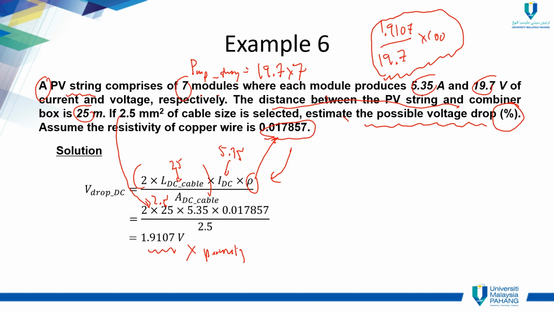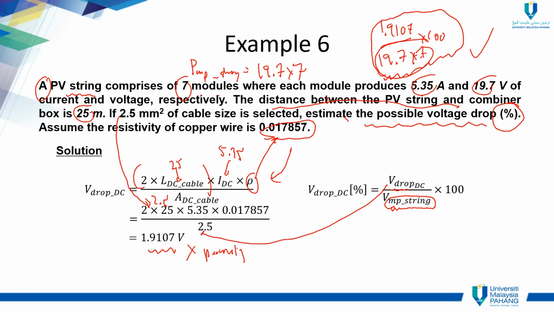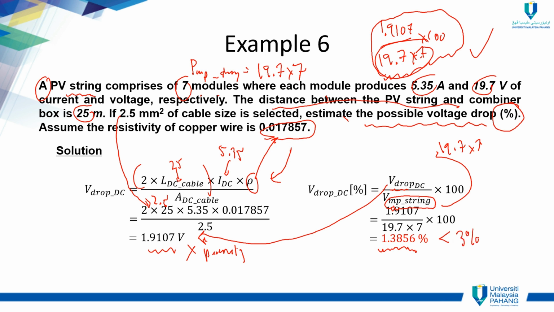Correct, PMP string. Okay, this is correct. Thank you, Fana. The answer is the DC voltage drop divided by the VMP string. So this comes from here, 19.7 multiplied by 7. Then you get 1.3856%. This is still less than 3%. So it means the cable is okay, suitable. Any others?